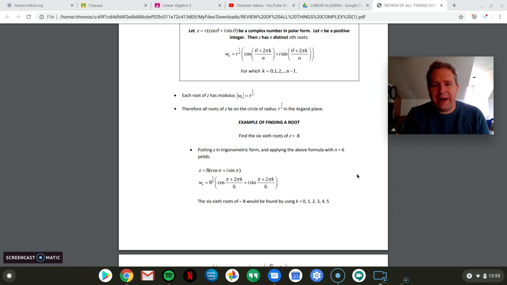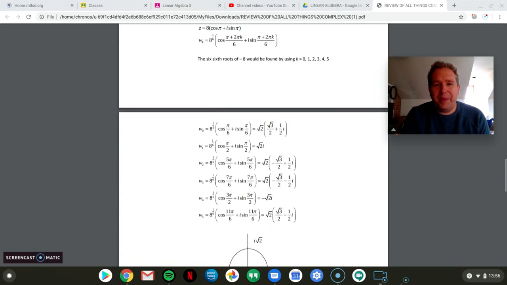And the pi comes from the fact that if -8 is 8 units to the left of the origin, that's a rotation of pi radians. This is 0, 90 degrees is pi over 2, 180 degrees gives you the plain old -8 at pi radians. And so following the formula, the sixth root comes from 8 to the 1/6 power, which is just the square root of 2, as it turns out, times cosine of (pi plus 2 pi k) over 6 plus i sine of (pi plus 2 pi k) over 6. And substitute 0, 1, 2, 3, 4, 5 to find those roots.